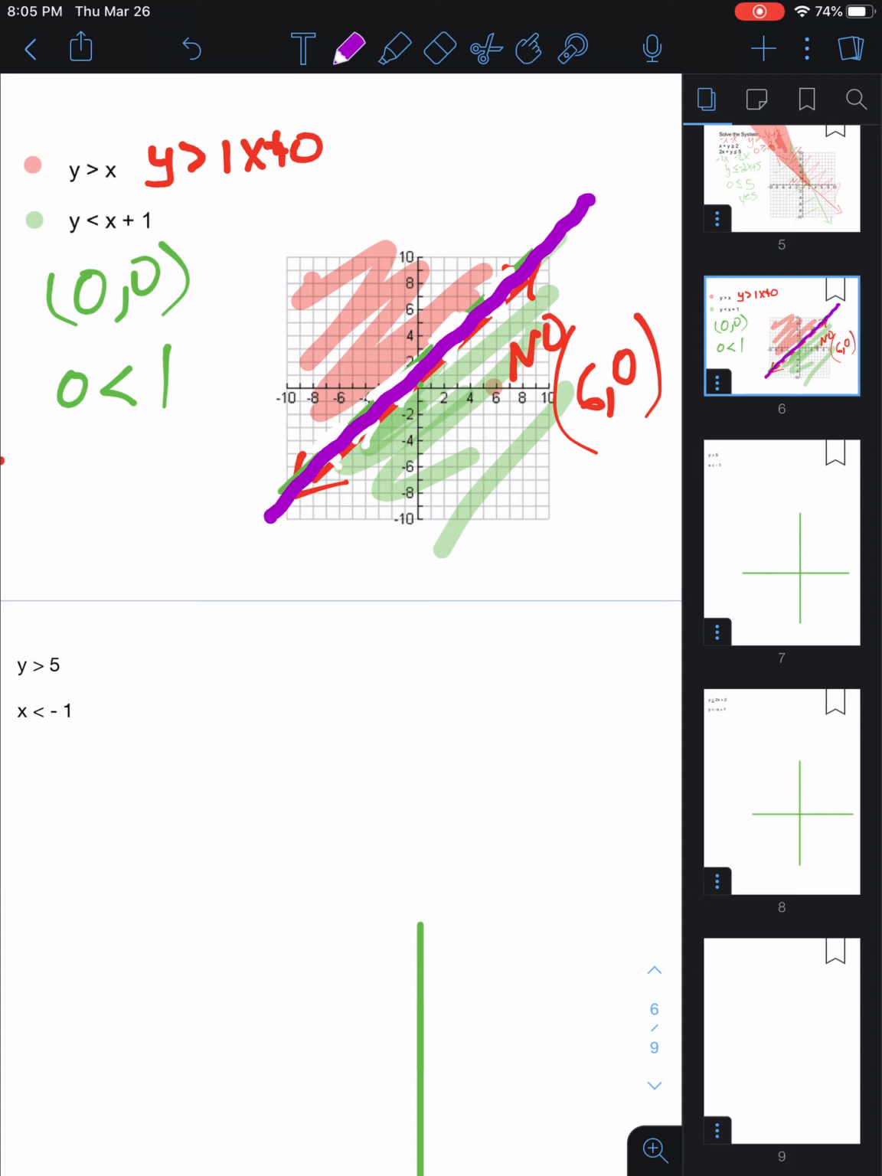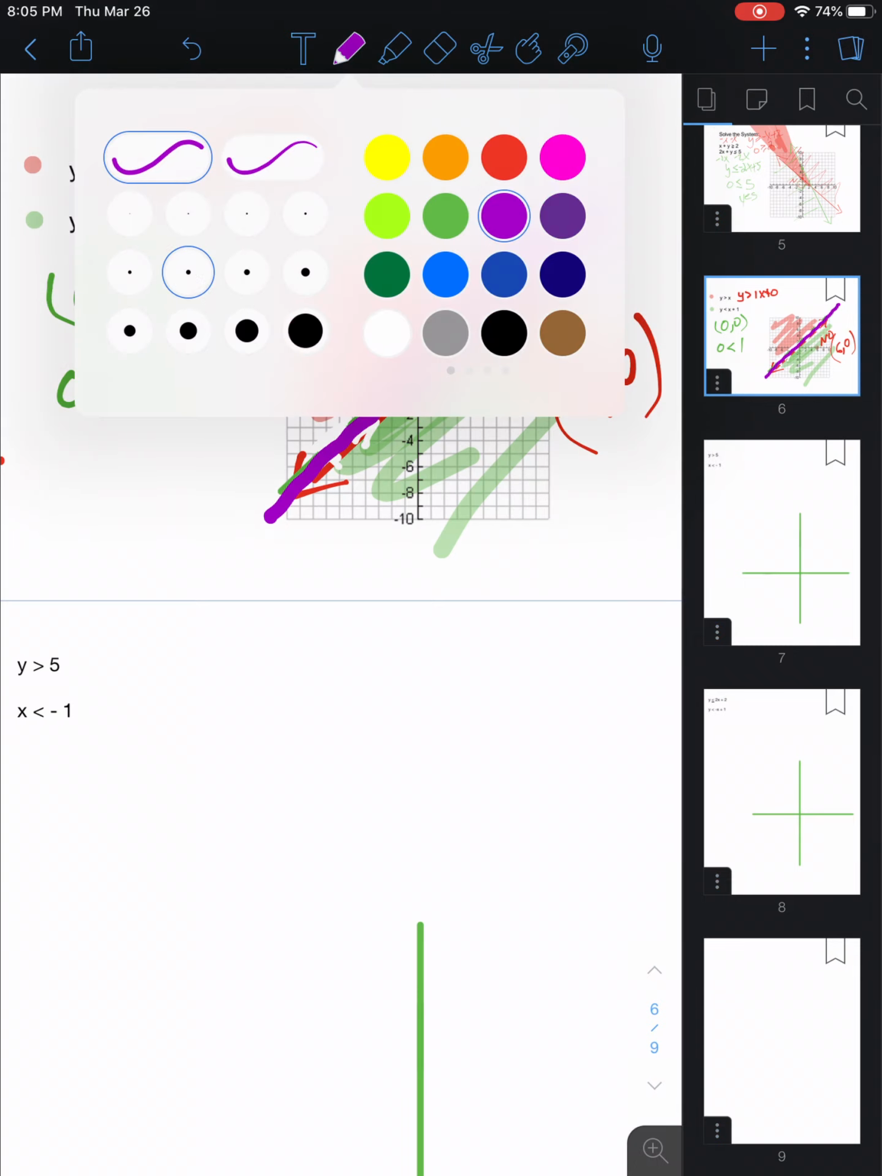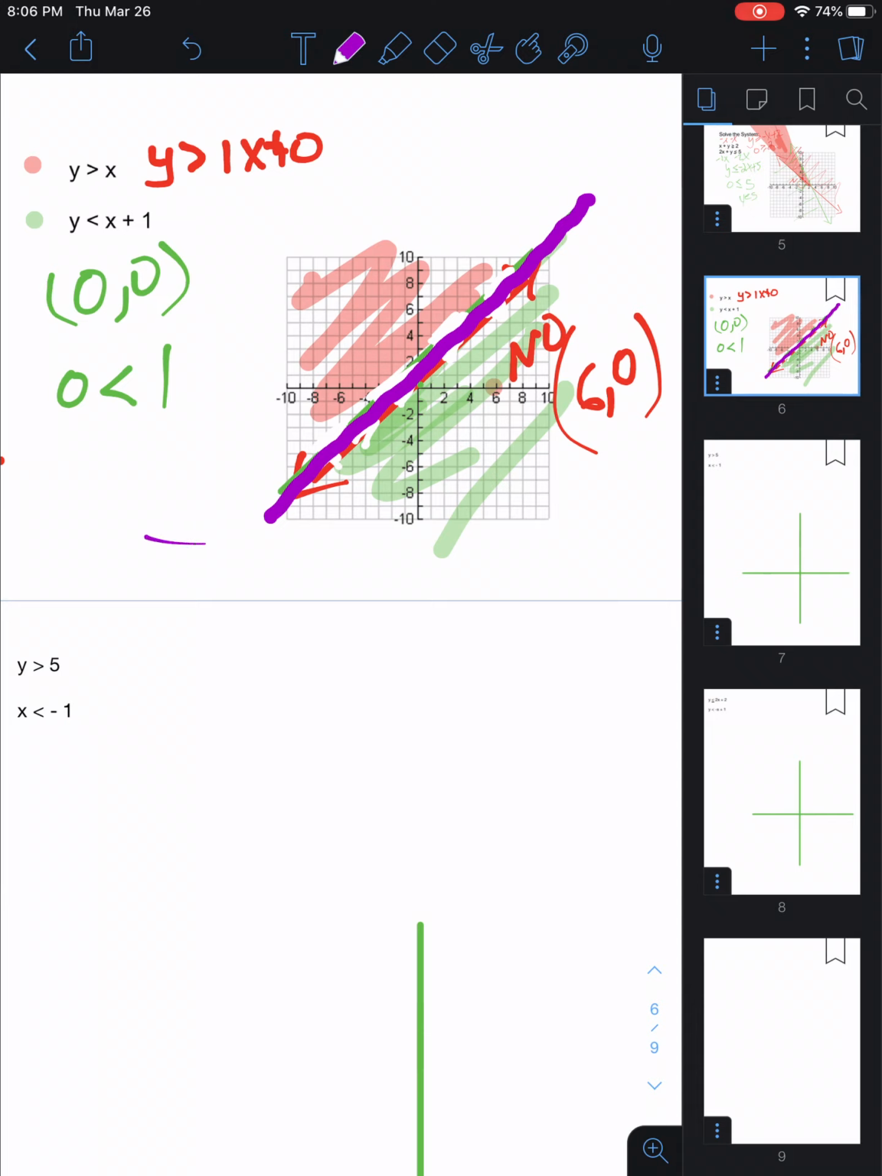And because those are both dotted lines, the points on the line will not be solutions. So this would represent the area for our solution set.